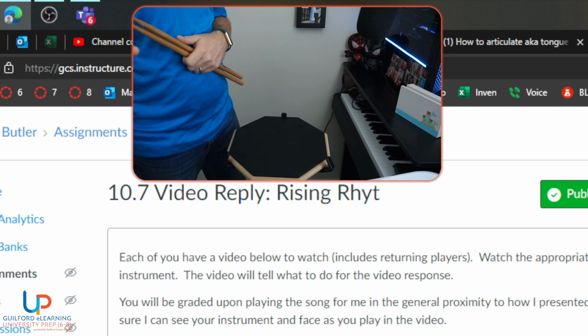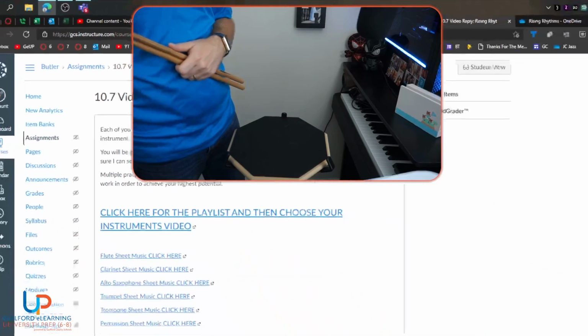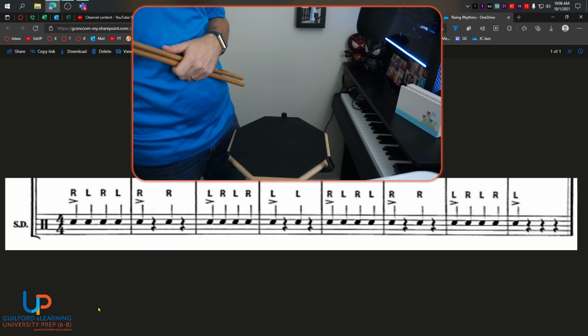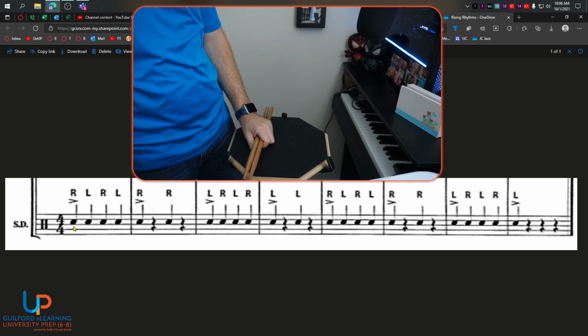So when you drop in on this 10.7 page, you're going to see that there is sheet music here. Make sure you click on your percussion sheet music. It'll take you over here, resize it so you can see everything. We need to count this from beginning to end and make sure that we know what we're doing. Will you please use our new counting system with numbers that we learned this week?